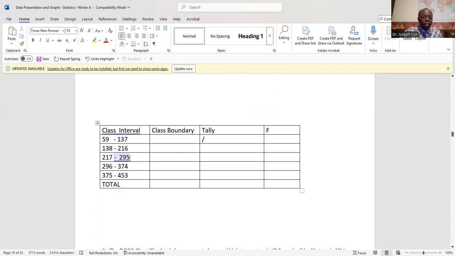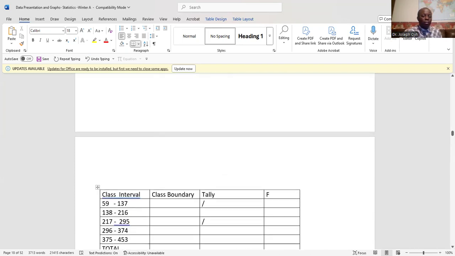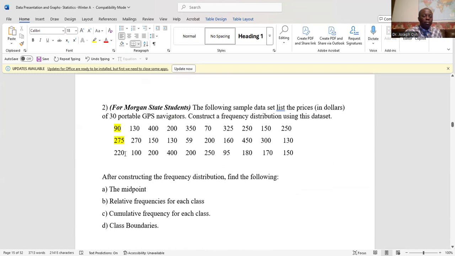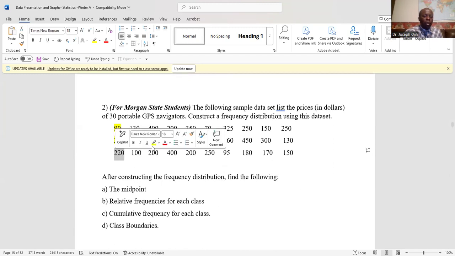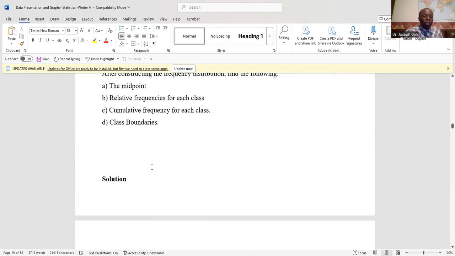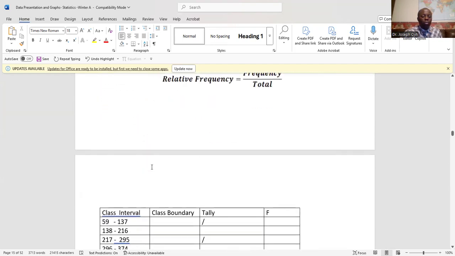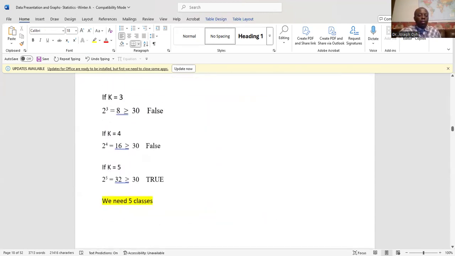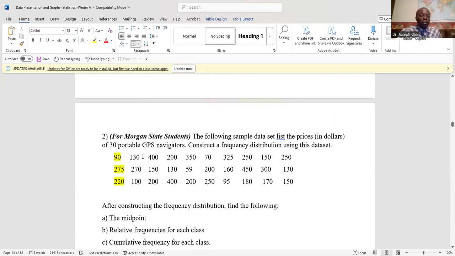It belongs here. The tally. Next one will be 220. 220 belongs to this group. Yep, it belongs to this one as well. So now let's keep on until we finish all of them.